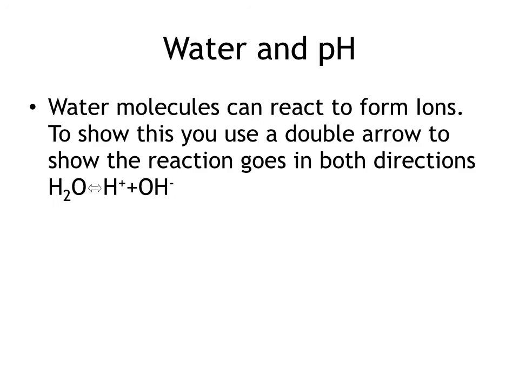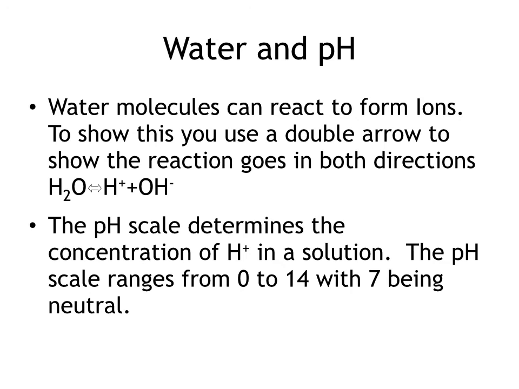Now, pH. Water molecules can react to form ions. To show this, you use a double arrow to show that the reaction goes in both directions. Now, the pH scale determines the concentration of H+ in a solution. The pH scale ranges from 0 to 14, with 7 being neutral. Okay, 7 is in the middle, it's neutral. 0 is highly acidic, 14 is highly basic.